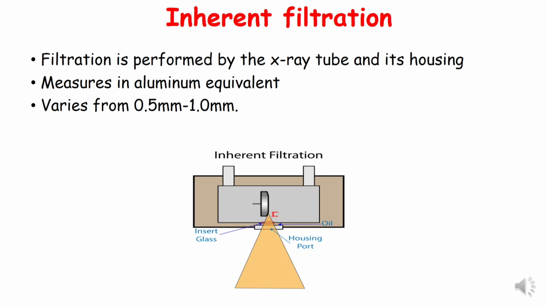And it is measured in aluminum equivalent, which represents the thickness of aluminum that would produce the same degree of attenuation as the material used. Inherent filtration varies between 0.5 and 1 mm aluminum equivalent, and the glass envelope is responsible for most of it.